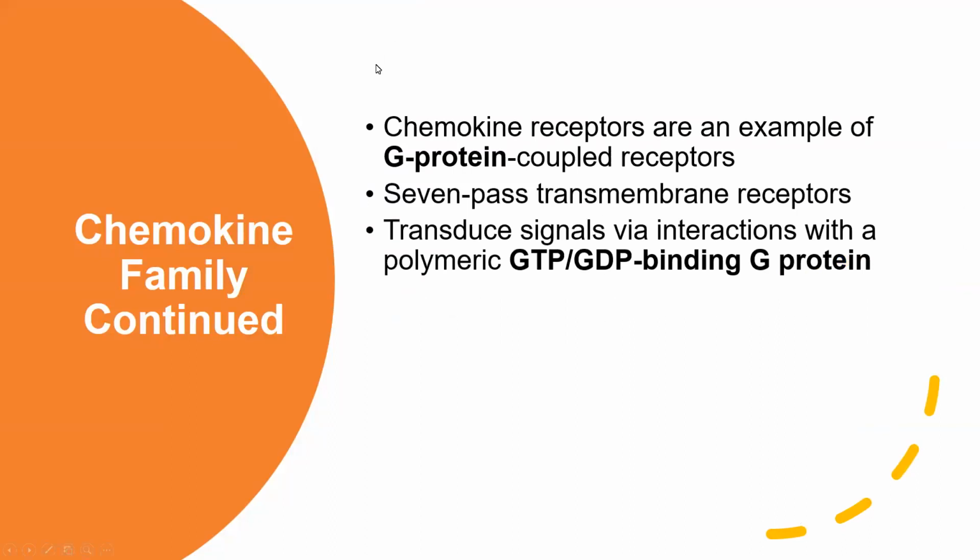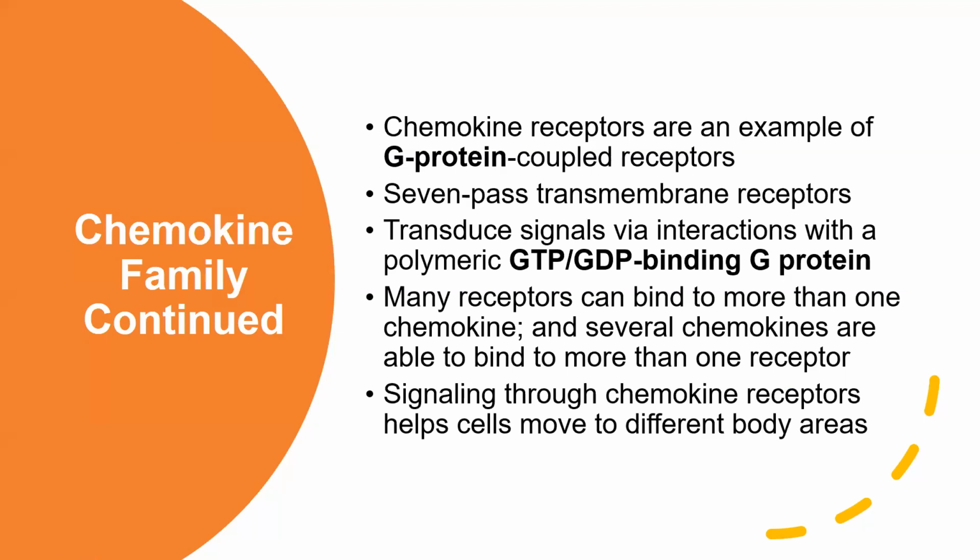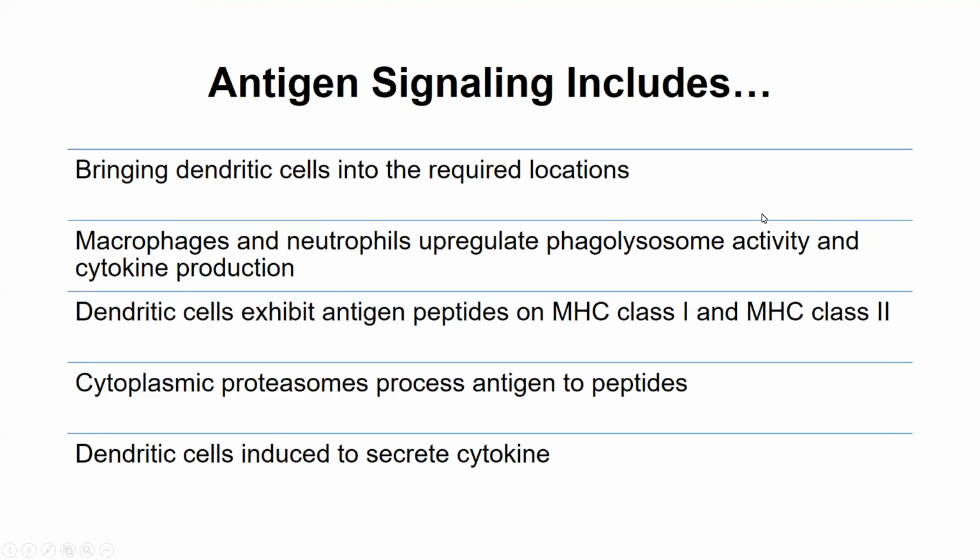All their receptors are G protein coupled receptors for the most part. So they're acting through that GTP process where we have the G protein, activation of cyclic AMP, and so forth. So when a chemokine binds to its receptor, it's going to have some second messenger property using a G protein for the most part. The majority of the receptors can bind to multiple chemokines, so that's why they can have a lot of different activity. And it will just help cells move from one area to the other. This is just talking about the process as a whole of what antigen signaling includes.